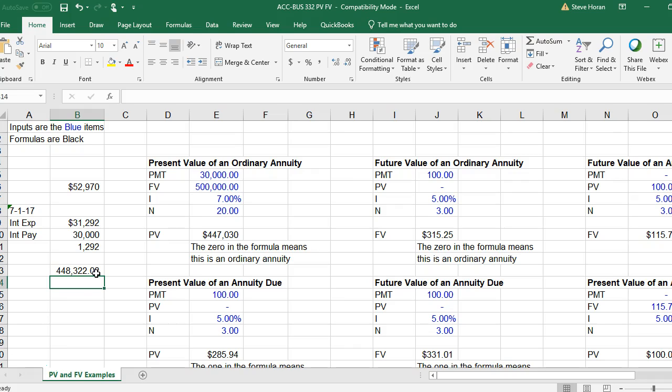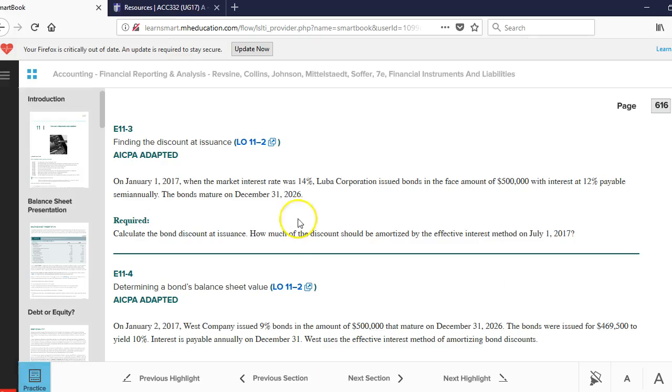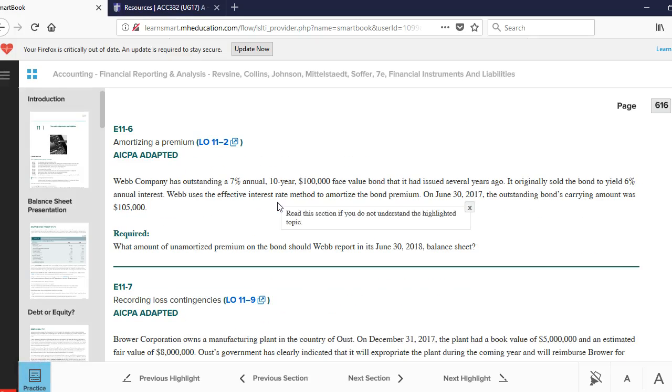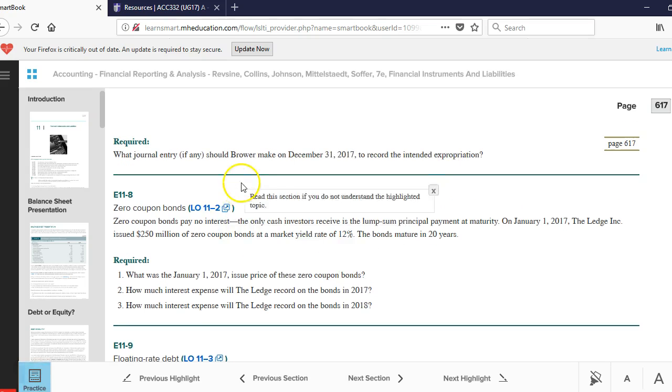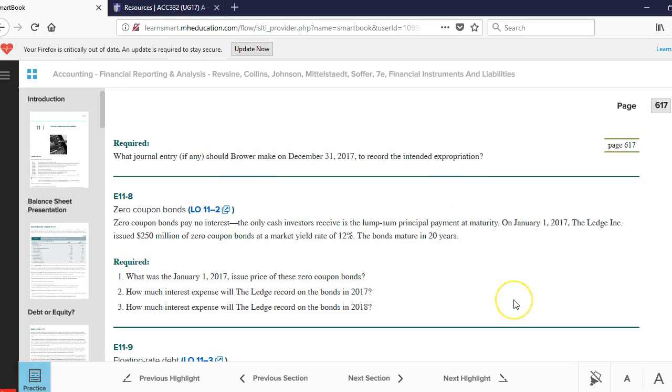There's just one more question that I wanted to go over that I was not able to in class today. It's 11-8, called a zero coupon bond. This is just to represent the fact that even if there isn't really interest stated in the bond, there really is interest. Same thing with a note payable, anything like that. Anytime there is borrowing, there is always interest. That's what I want you to walk away with from this problem.